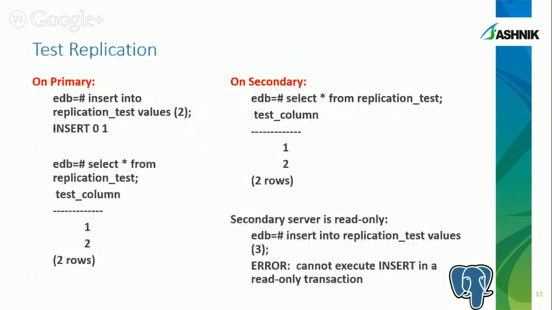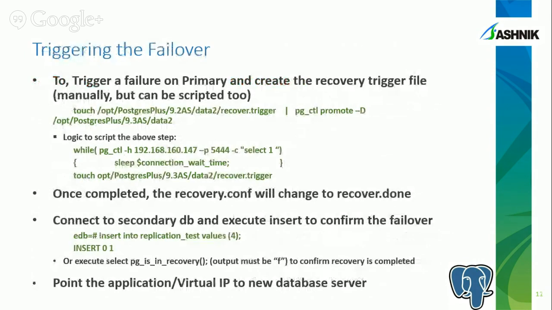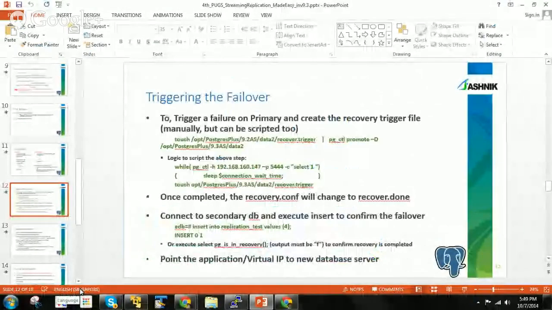This is how we can test the replication. You can insert some data on the primary. You can select that data. You can select that data on the secondary as well. It should return the same number of rows as on the primary. Then if you try to insert on the secondary server, it will throw errors saying that you can only execute read-only queries on the secondary. Now let us try to do this.